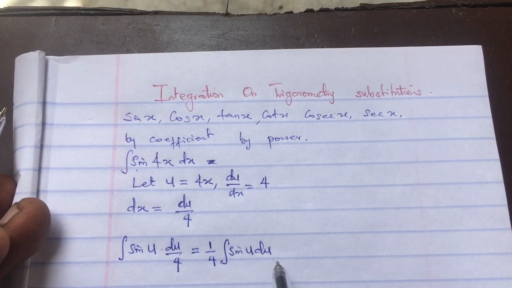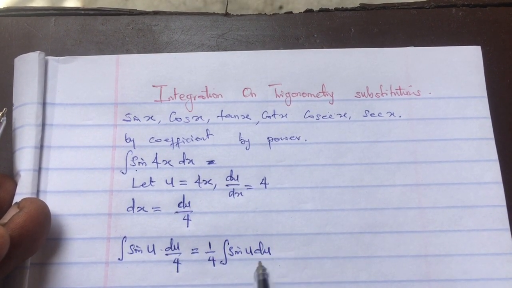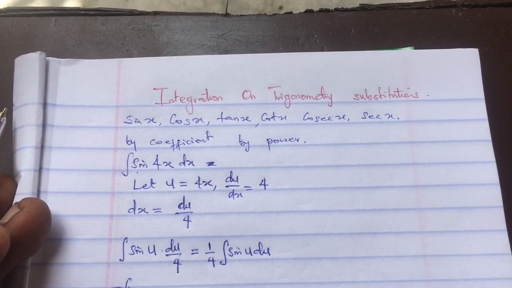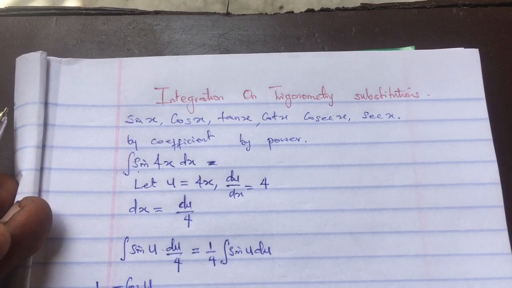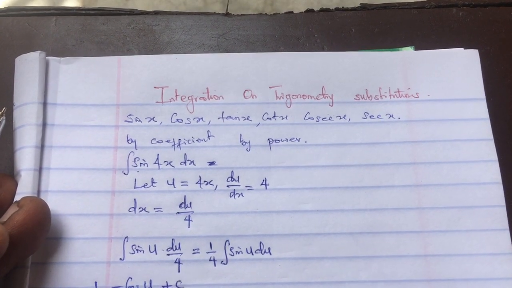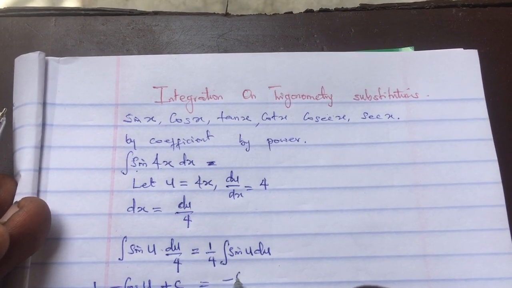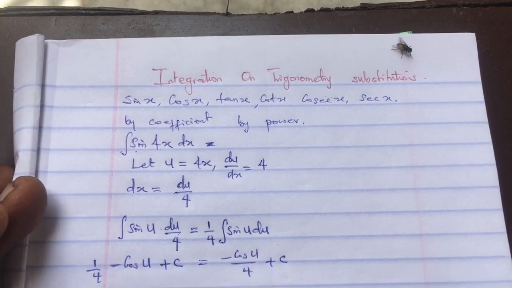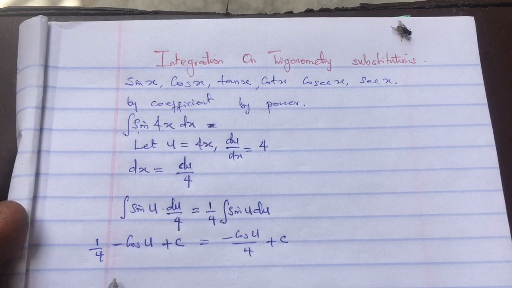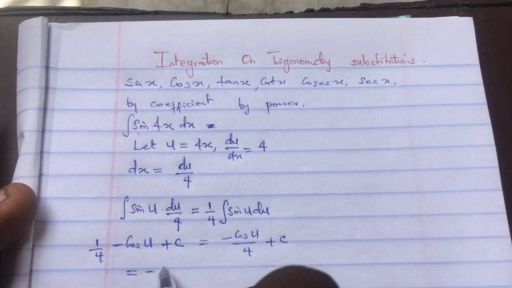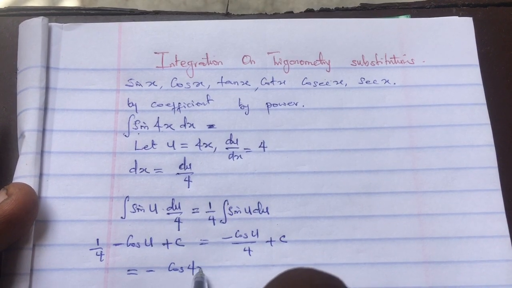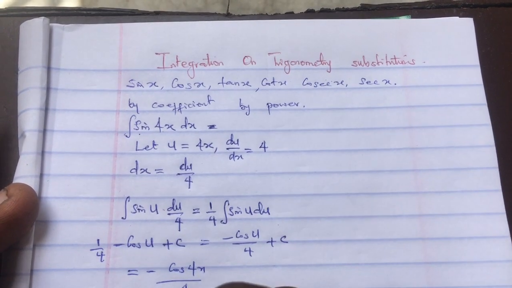So if I integrate sine u with respect to u, I'll have minus cos u. So it is 1 over 4 minus cos u plus c, which is the same thing as minus cos u over 4 plus c. But what is my u? My u is the same thing as 4x. So my answer is minus cos 4x over 4 plus c.